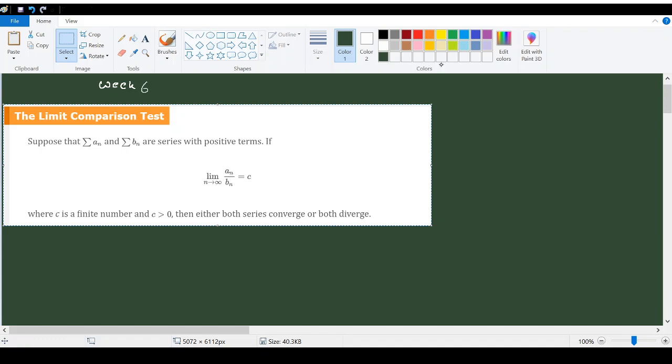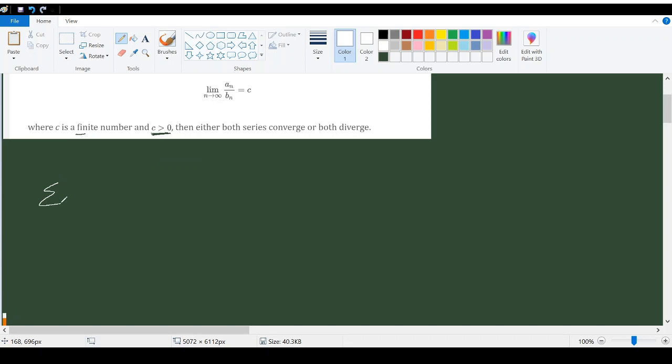The next theorem is called the limit comparison test. There it says if we have two series and if the limit of the ratio is a positive finite number, this should be positive. If that is the case, then both series should either converge or both should diverge. Let's do an example.